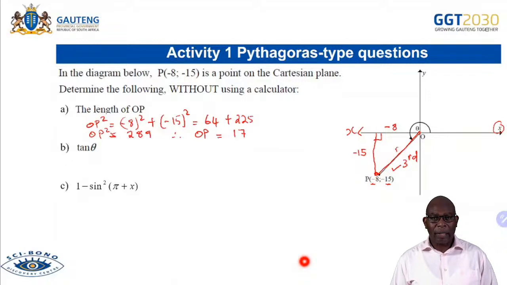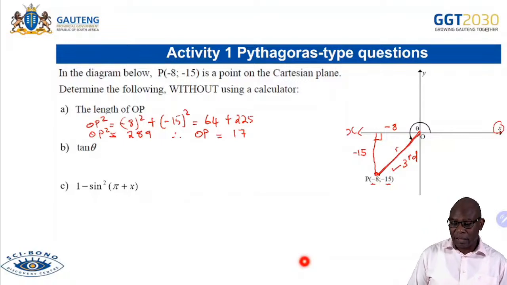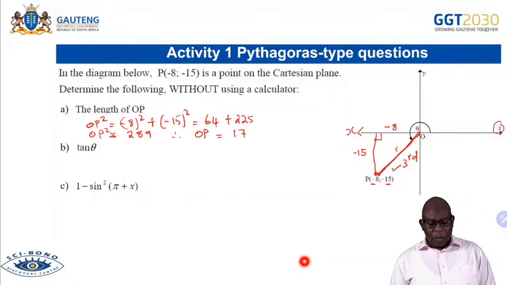Please do not write down plus minus. Why? Because it's the radius, and the radius is the distance. The distance can never be negative, okay?